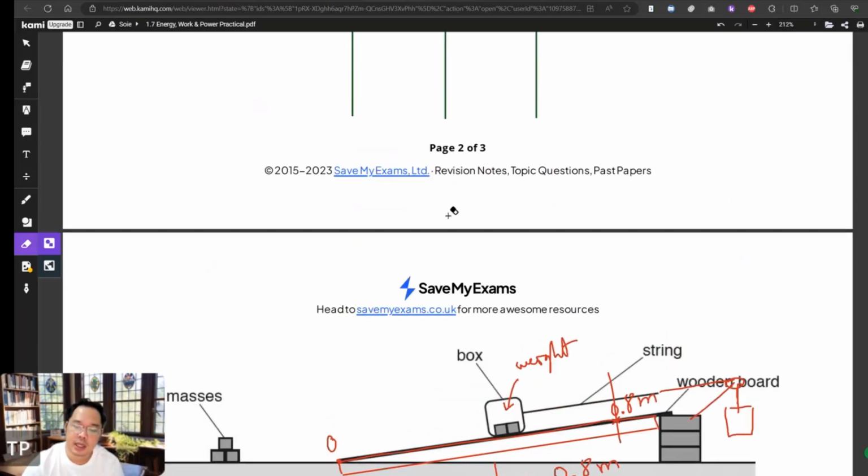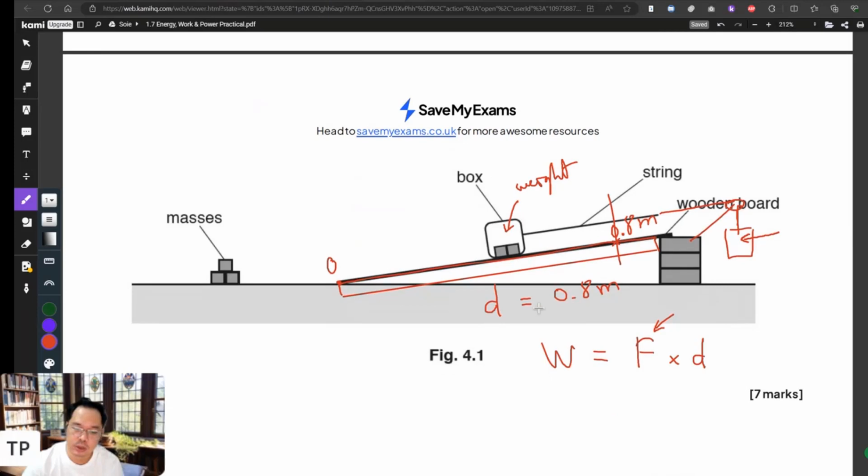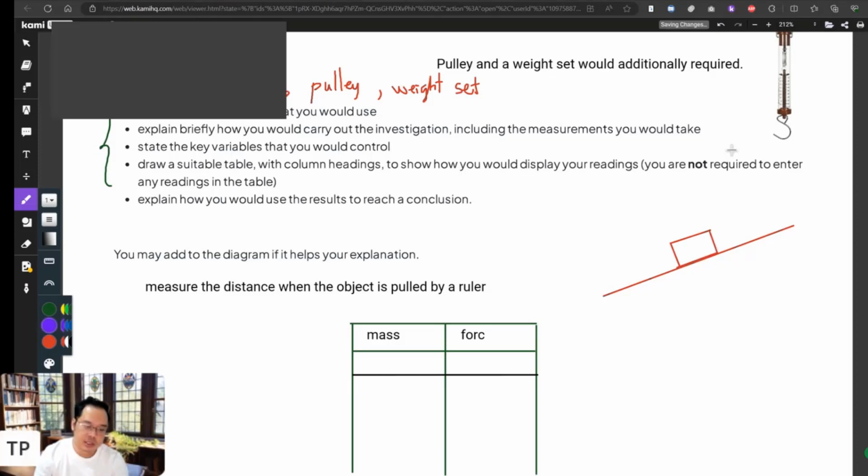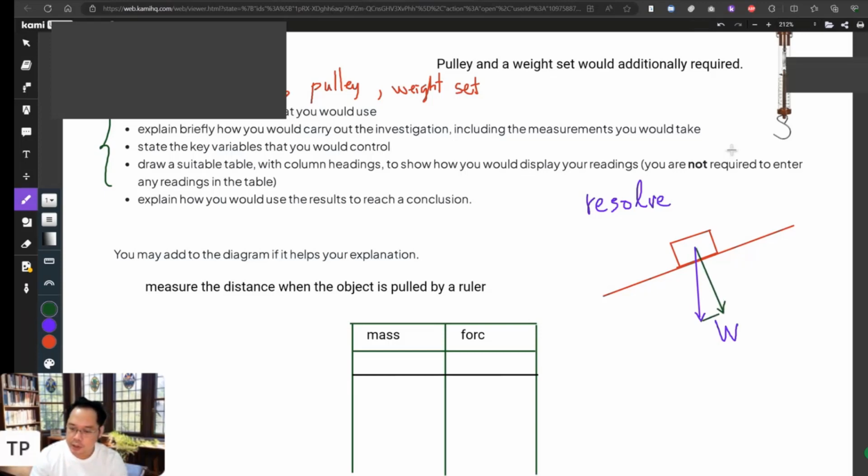Oh, okay. And the force that you use to pull the box must be at least equal to, wait, you haven't learned that thing? Force resolution. Do you remember this thing? Like if you have an object on a slope, this is the weight of this object, the gravitational force, mg, the weight W. You can resolve this weight into two components, one component like this and another component like this. Have you learned this in school?